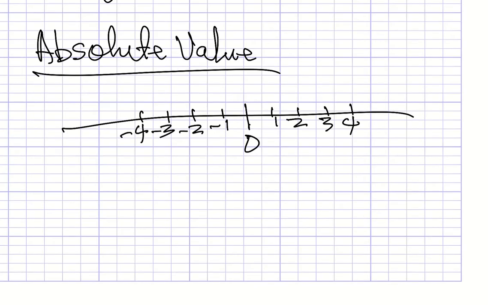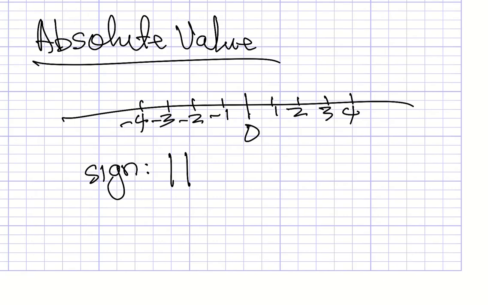So absolute value is written like the sign. The sign for absolute value is this. It's two lines drawn vertically like that. So you say absolute value.